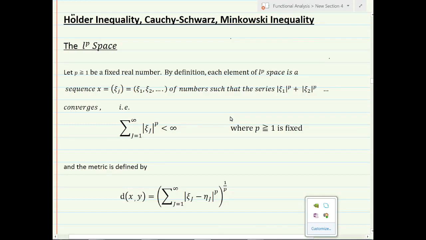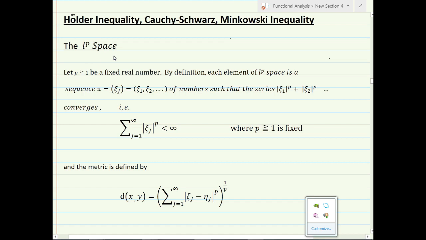In this lecture, we will derive Holder inequality, Cauchy Schwarz inequality, and Minkowski inequality. These three inequalities are very important as they are used in many branches of pure and applied mathematics. But before deriving these inequalities, we have to consider the LP space, which is an important metric space.